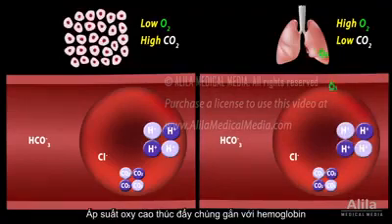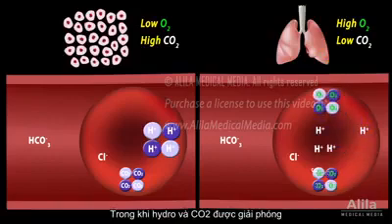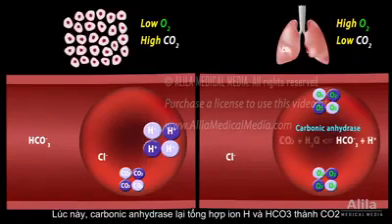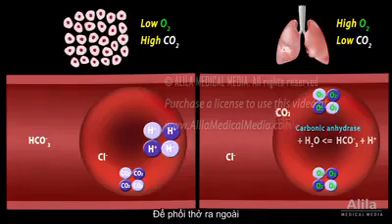High oxygen pressure favors its binding to hemoglobin, which releases hydrogen ions and carbon dioxide. The same carbonic anhydrase then converts bicarbonate and hydrogen ions back to carbon dioxide to be breathed out.